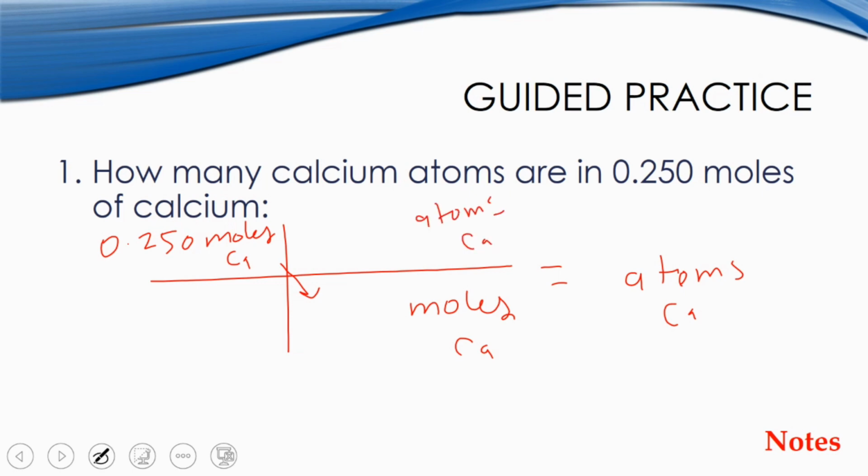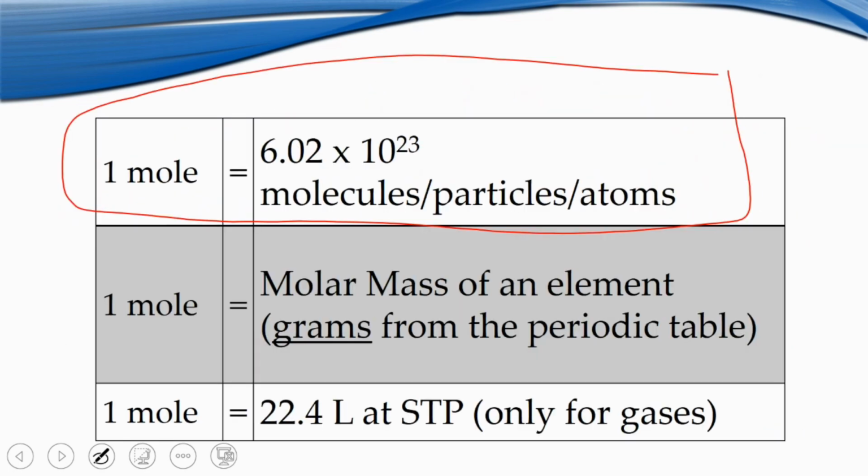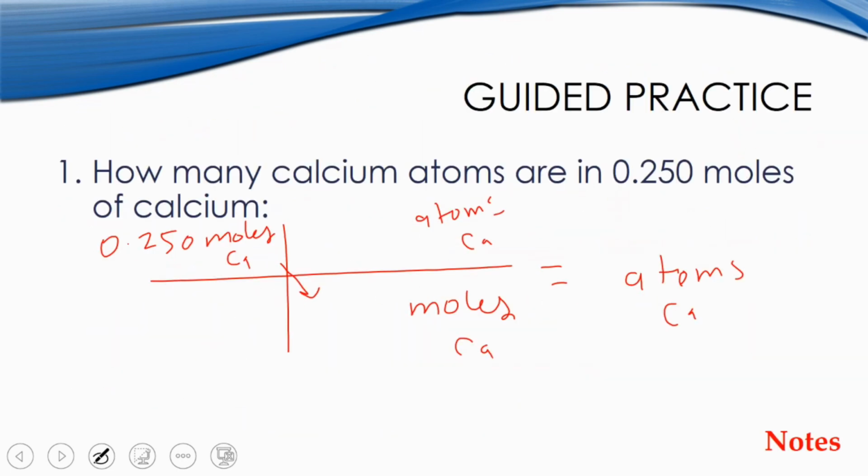Now, what is the relationship between mole and atom? Well, if we go back here, we can see that atom is one of those units that we can use for Avogadro's number. And we know that Avogadro's number represents 1 mole. So here, we are going to write 1 mole for every 6.02 times 10 to the power of 23.